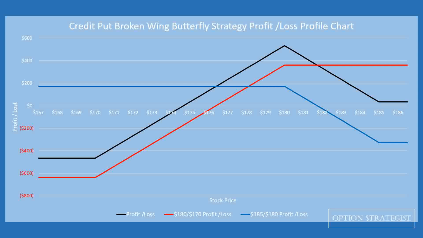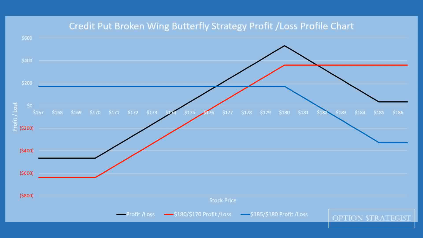The profit and loss of the put broken wing butterfly is the combination of the profit and loss of the two put spreads. Hence, the trade will not suffer loss when the stock price increases because the maximum profit from the 180-170 credit put spread is higher than the 185-180 debit put spread. The put broken wing butterfly spread makes maximum profit when both put spreads make maximum profit at 180.